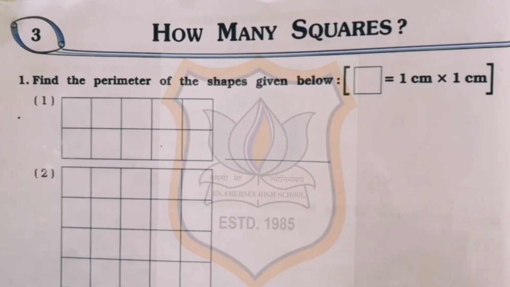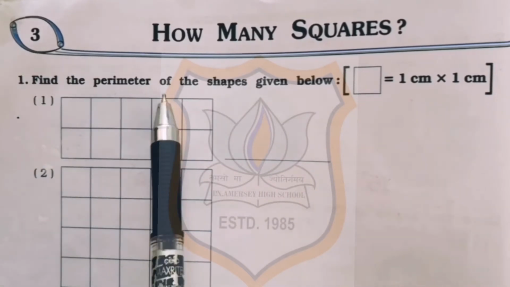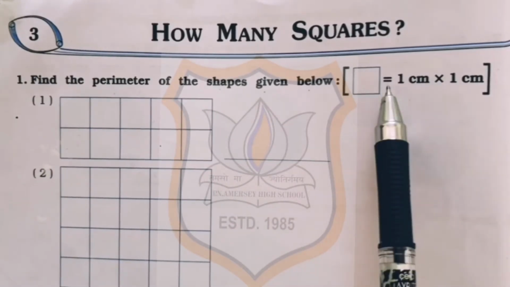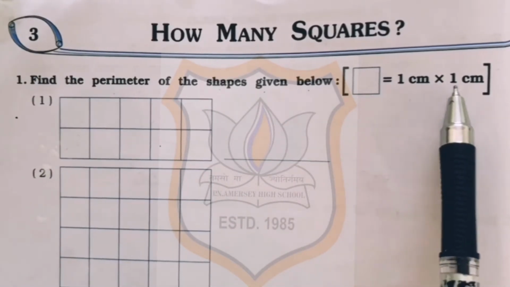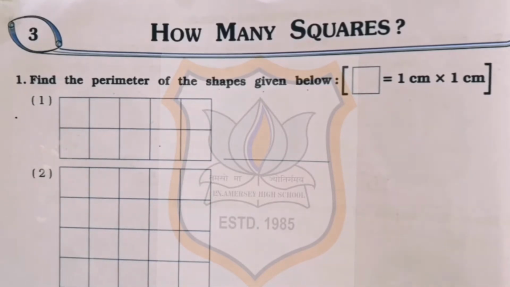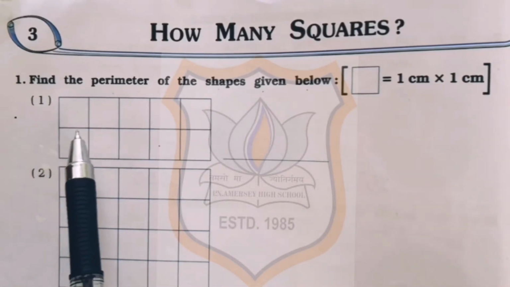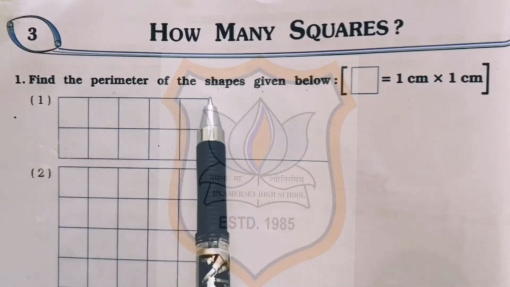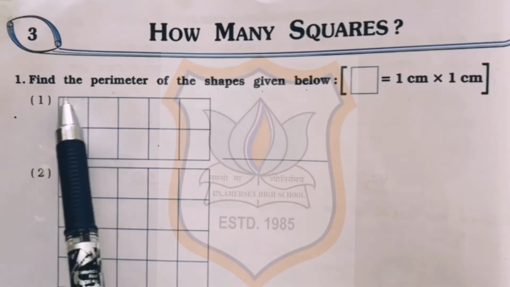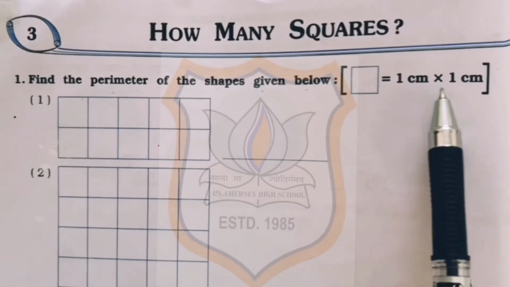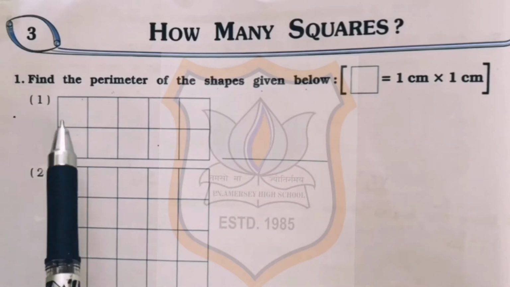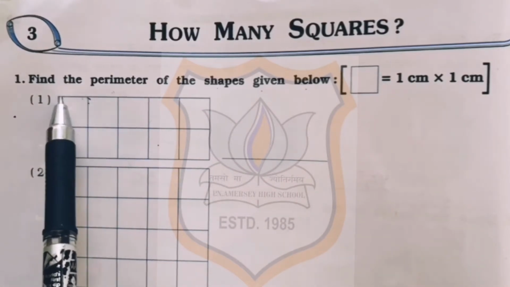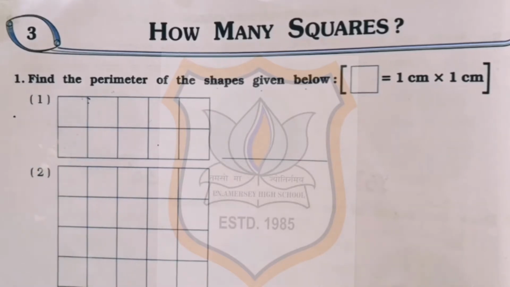Question number 1. Find the perimeter of the shapes given below. One square box is equal to 1 centimeter into 1 centimeter. Here, different shapes are given. We have to find out the perimeter of the shapes, where one box is equal to 1 centimeter into 1 centimeter. Means if we measure from here, this much is 1 centimeter and this much is 1 centimeter.